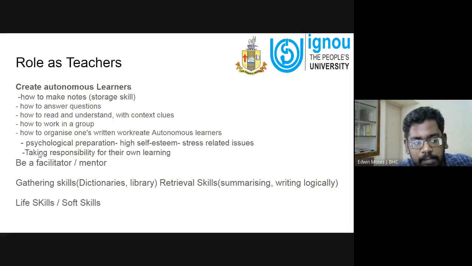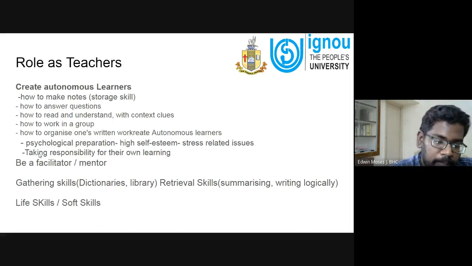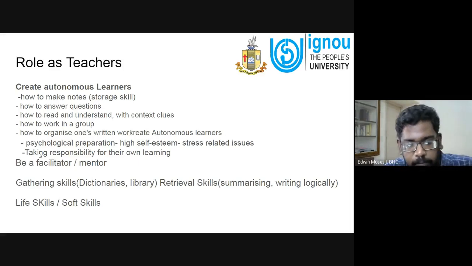Encourage them to use a dictionary. Encourage them to refer to the library. Get a membership in a public library, or encourage them to read at a college library or school library. Retrieval skills, how they can write, summarizing, writing logically, summarizing a content. Content is king today, right? Content writing is booming today.